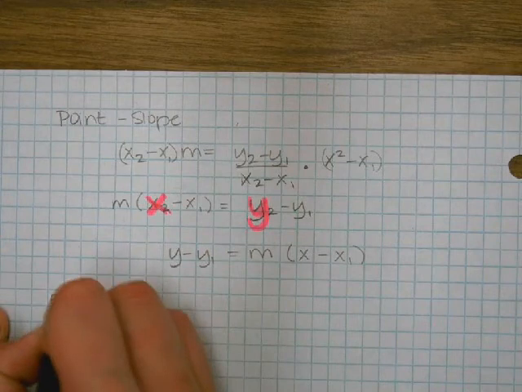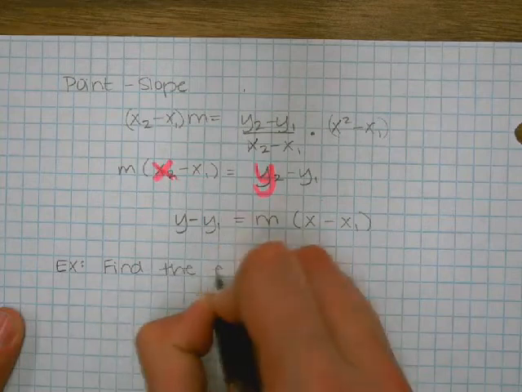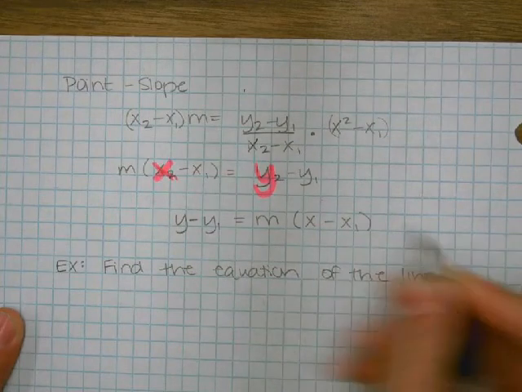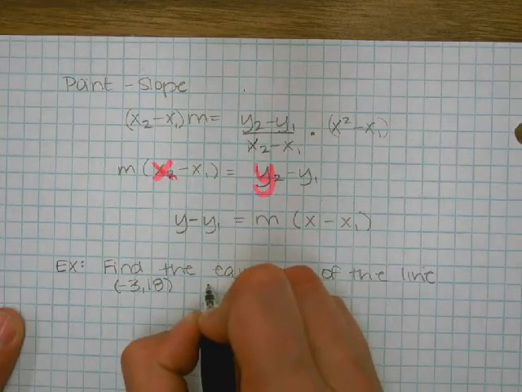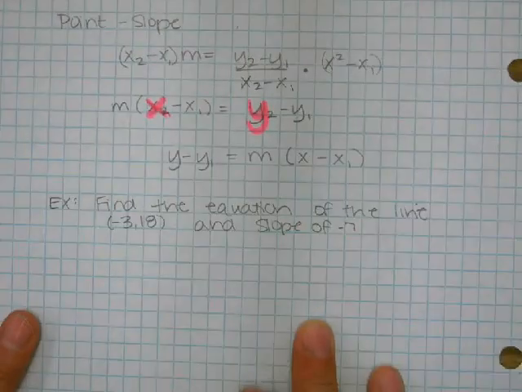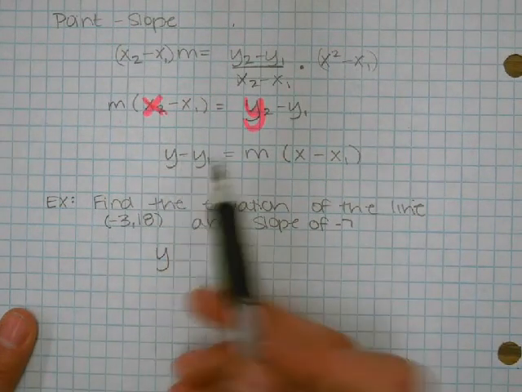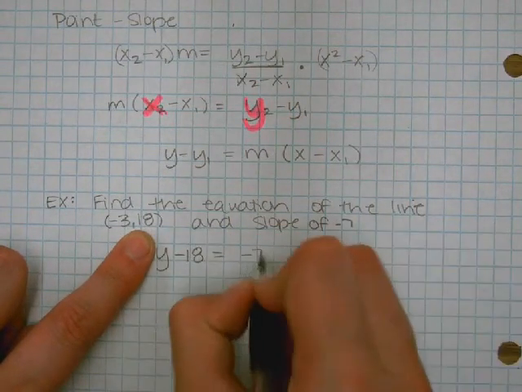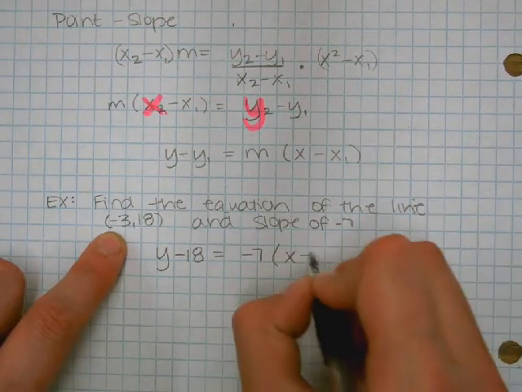So, for example, if it says to find the equation of the line that goes through the point -3, 18 and has a slope of -7, then all you would do is take the numbers and plug them into that equation. So we know we're going to have y. So y subtract y1, so y subtract 18 equals our slope, and then x minus x1. So x minus -3 would make +3.